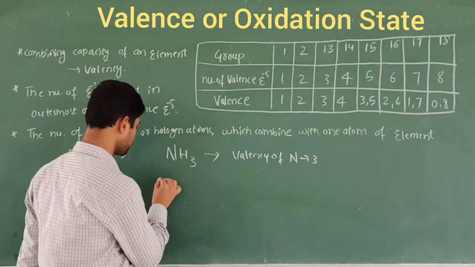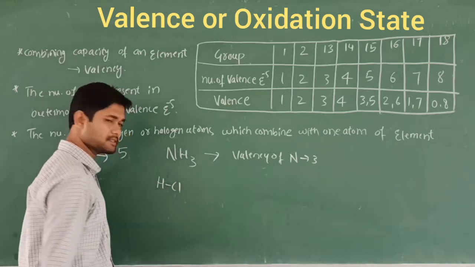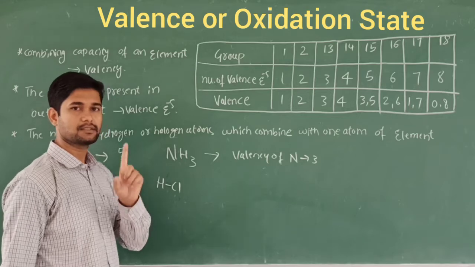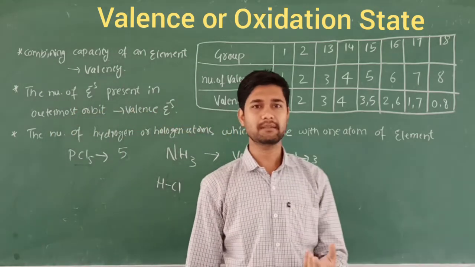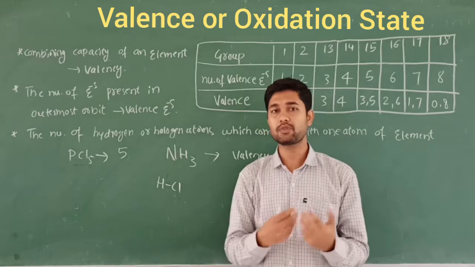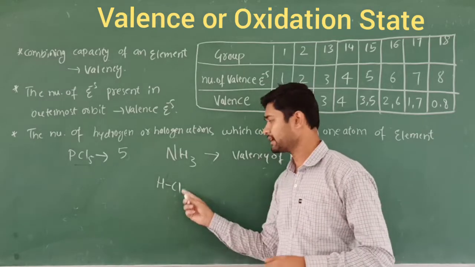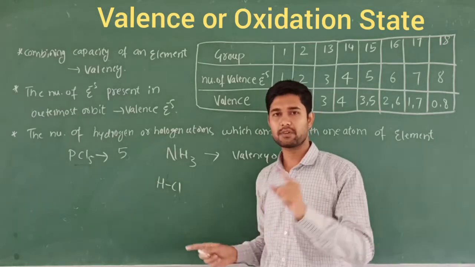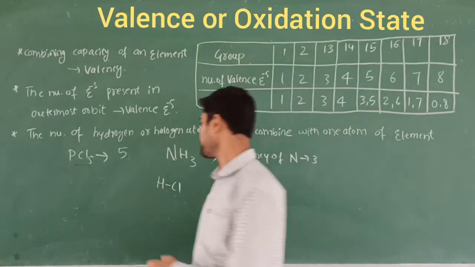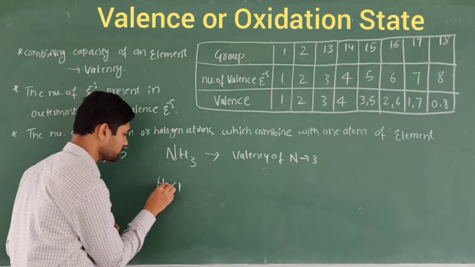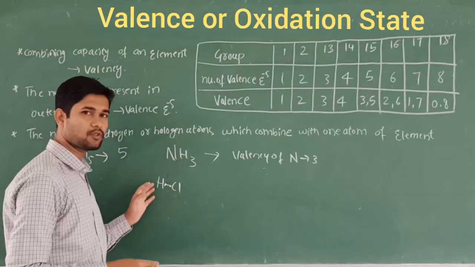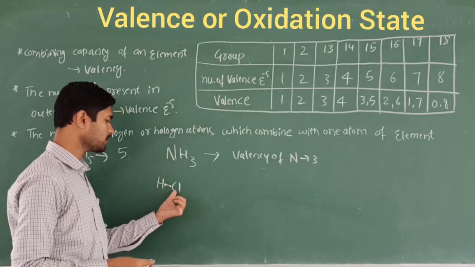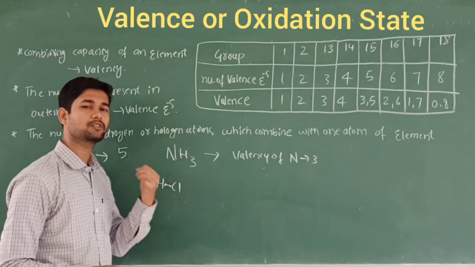Or I can take one more example, HCl. You know how it is formed. Hydrogen has a 1s1 electron, and its nearest noble gas is helium, so hydrogen requires 2 electrons to become stable. Similarly, chlorine has 17 electrons, its nearest noble gas is argon, and hence it requires only 1 electron to become stable. That's why they share their electrons. Hydrogen gives 1 electron to chlorine, and meanwhile chlorine also gives 1 electron to hydrogen to become stable.